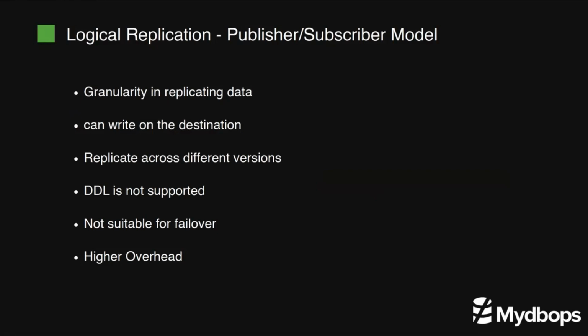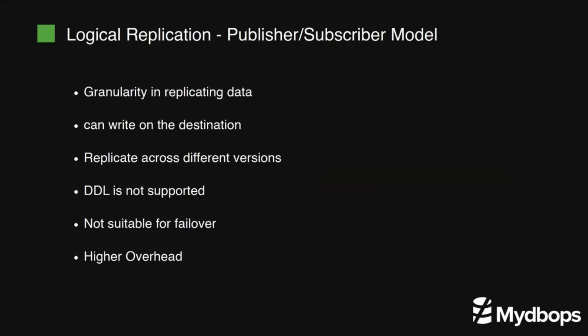Replicating across different versions is possible with logical replication, and it can also be used for migration purposes. Let's say you are using PostgreSQL 11, and you want to configure replication between PostgreSQL 11 and PostgreSQL 15. It is possible with logical replication. But you can't achieve the same with streaming replication, because the major versions should be the same.